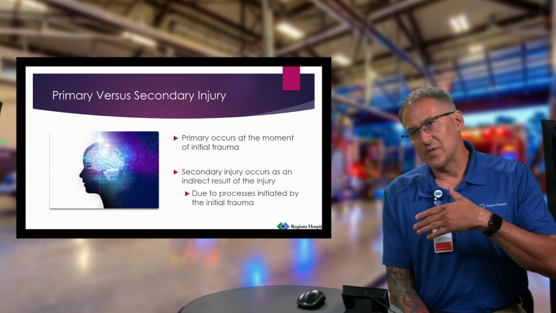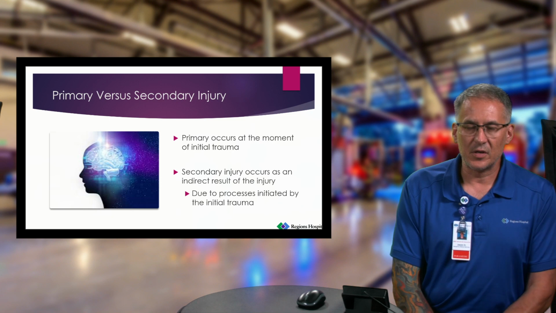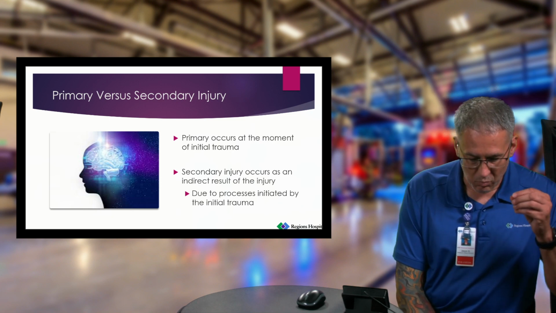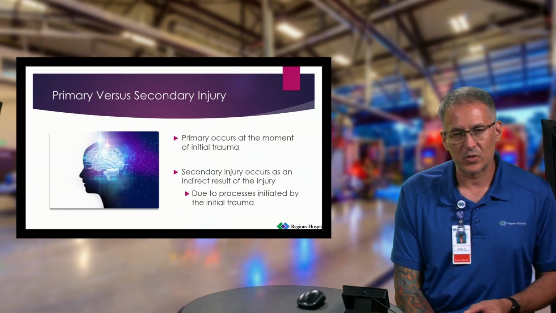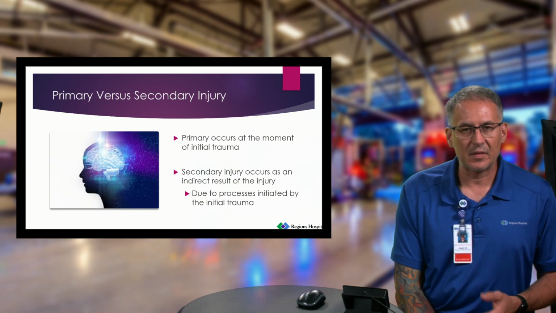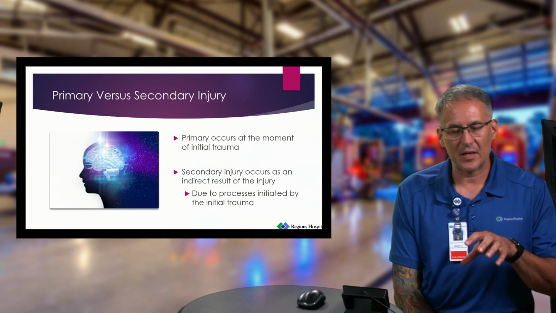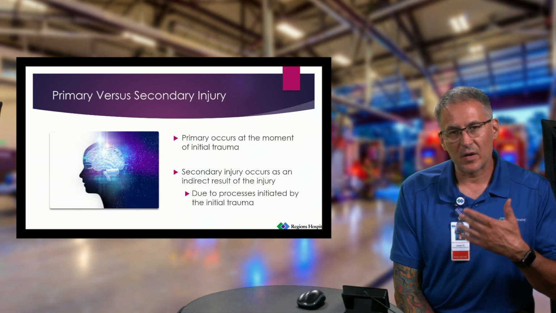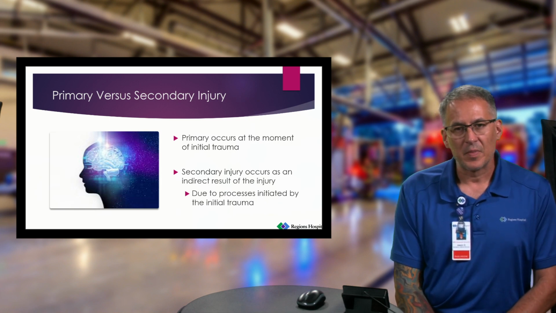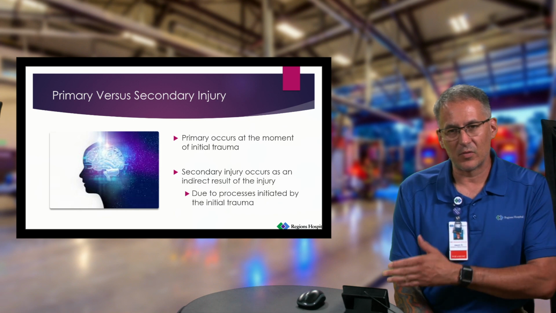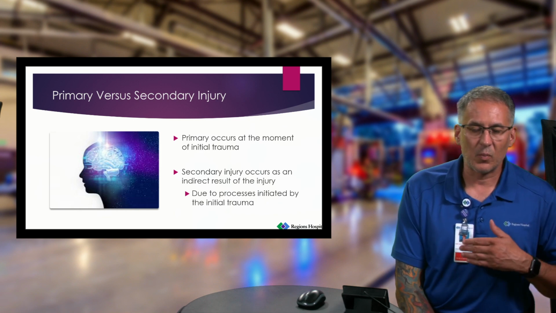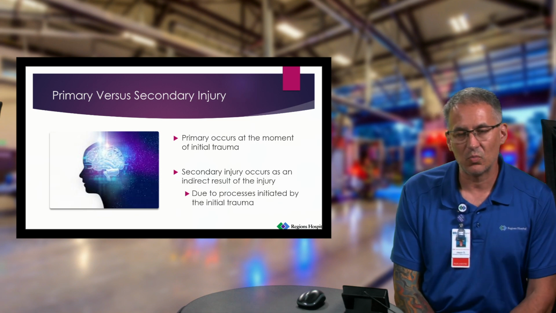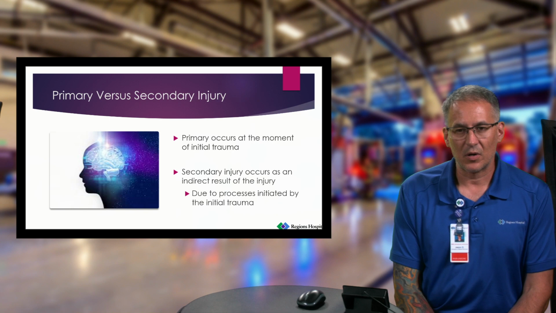Regardless of what type of TBI classification their injury falls under, we've got the primary injury. That's the moment of the accident, the moment of the traumatic event. There's nothing that we can do to fix that immediate injury. That damage is done. Where it's imperative on EMS providers' part, and ultimately the hospital's part, is all about preventing secondary injury and more brain damage from occurring.